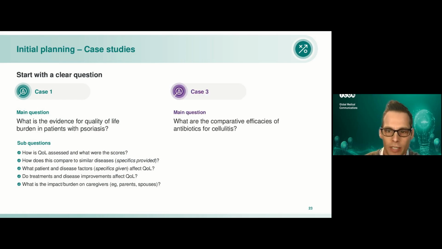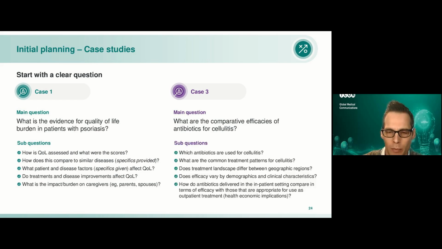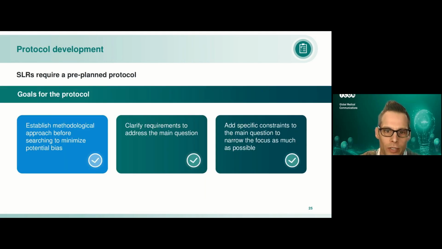For case 3, we might have a main question of what are the comparative efficacies of antibiotics for cellulitis? And then we can provide some constraints or defining criteria in sub-questions. And these are all very helpful, but obviously there's still a lot left unsaid here that should be clarified before we wanted to really start our analysis. And so defining your question is really step 1 in creating a protocol. And as I mentioned before, SLRs as a defining characteristic require a pre-planned protocol.